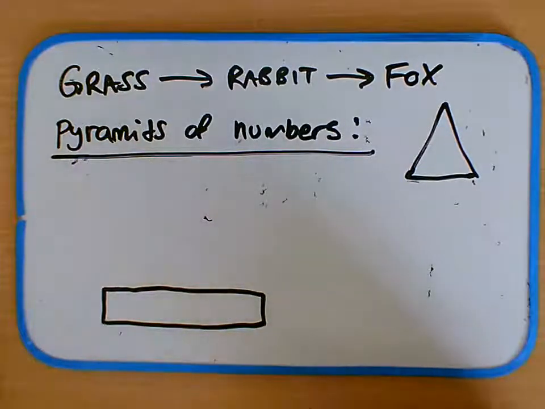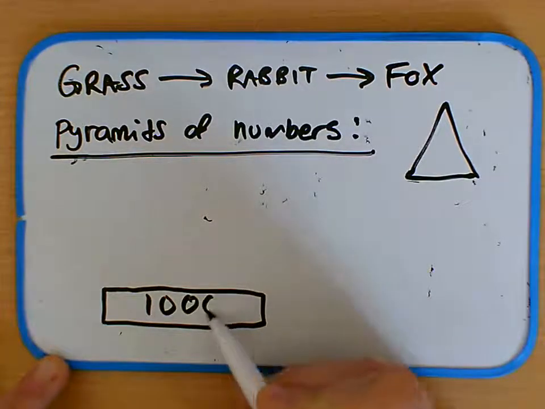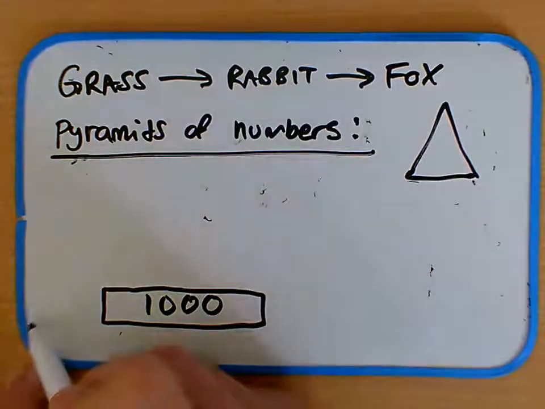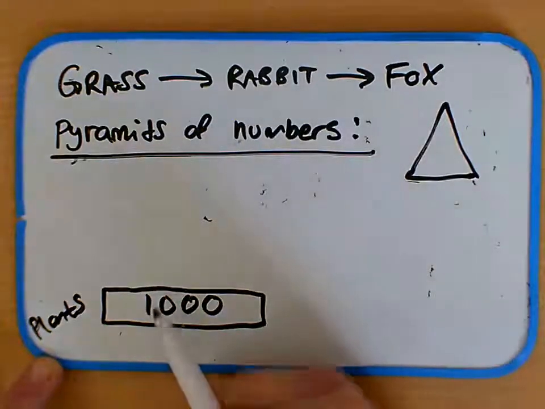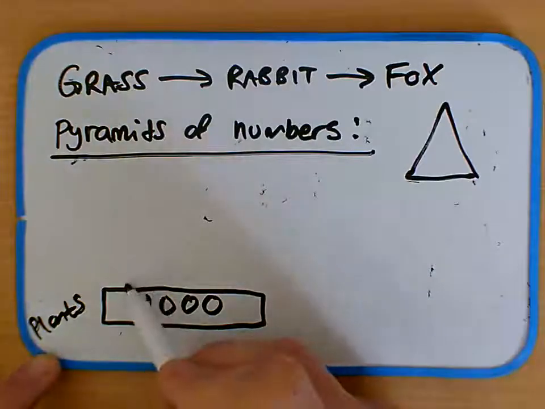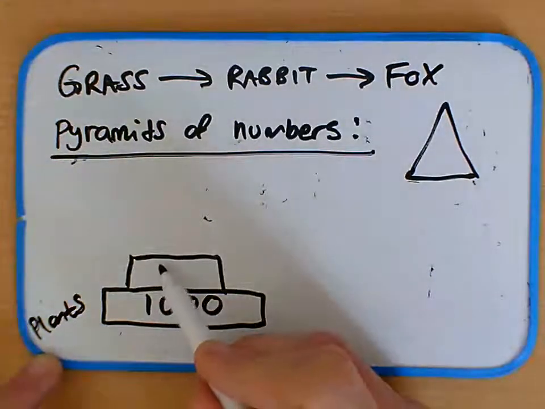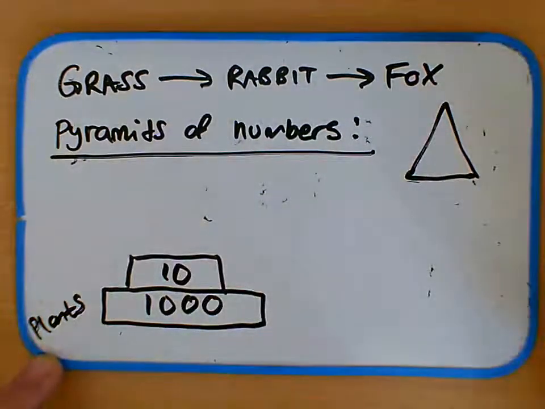Now, sometimes they apply numbers to this. So I don't know, let's say we have 1,000 grass on the field. So the bottom part, we always put the plants at the bottom of the pyramid. The next stage then is we move up to the rabbits, the herbivores. So we draw our bar in for them. So let's say this time, I don't know, 10. There are 10 rabbits on the field.